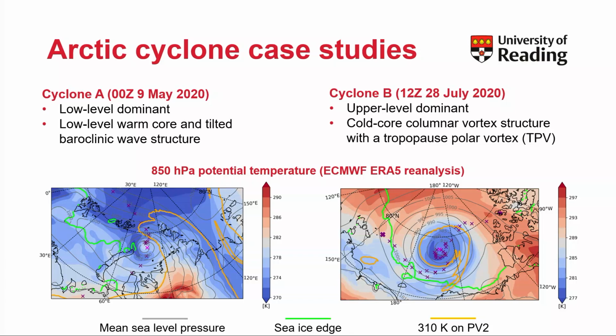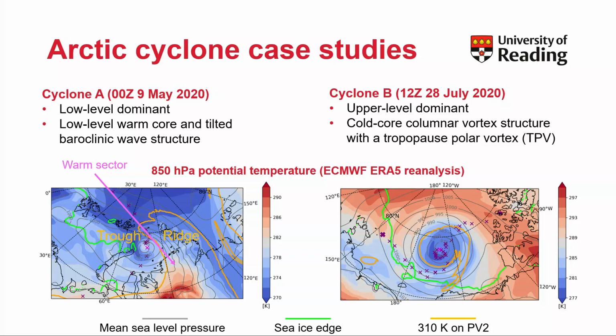So firstly, Cyclone A occurred in May 2020, and this was a low-level dominant cyclone. So it was initially dominated by vorticity at the low levels, which means that it had a low-level warm core thermal wind structure. And so it developed as part of a baroclinic wave, like a typical mid-latitude cyclone. And in the 850 hectopascal potential temperature, you can see the cyclone warm sector, and you can see that the cyclone develops in the middle of this upper-level trough ridge pattern on the tropopause.